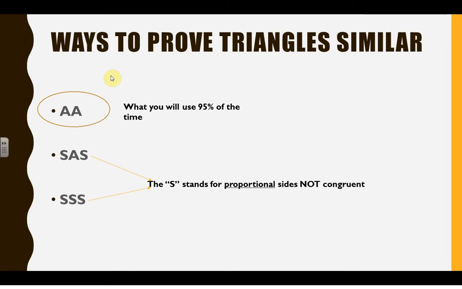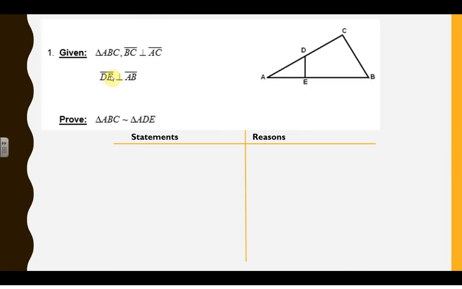So you're only going to use these when you actually have proportional sides given to you. So they flat out say, hey, these sides are proportional. Or if you have numbers where you can prove that they're proportional. If you don't have values for the sides, or they don't give you that the sides are proportional, you can't do a thing with it, which is why angle-angle is what you're going to use 95% of the time. So let's talk about what that will look like.